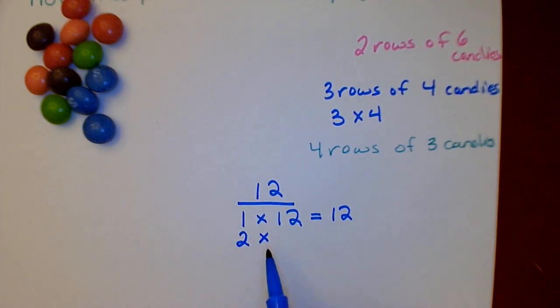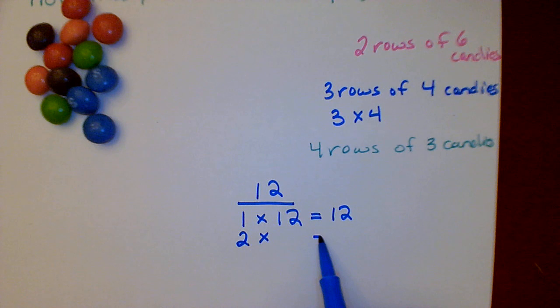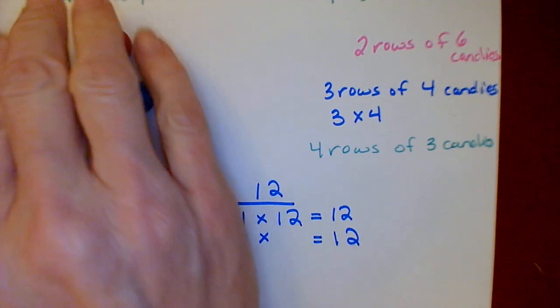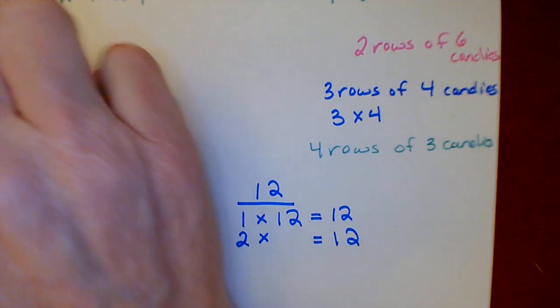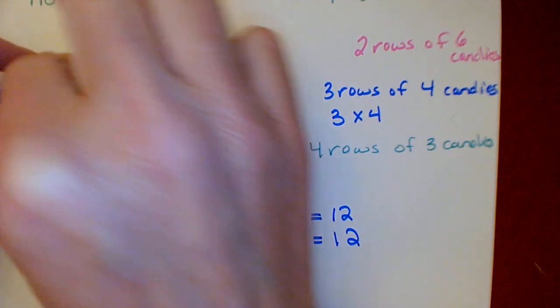Is there a number that you know that 2 times that number is equal to 12? If you don't know, go ahead and take your candies and let's split them up into 2 rows and see what we get. And we did it before here. We had 2 rows of 6 candies. So let's just remind ourselves.